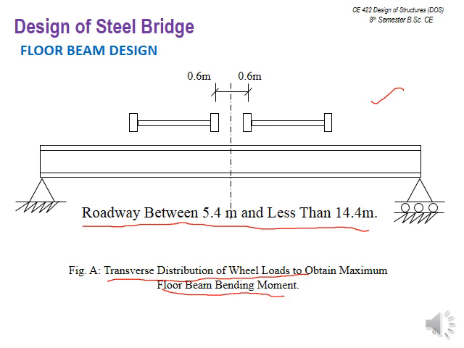This is one floor beam, and here you place your vehicular loads for the transverse distribution, and this shows the wheel. This is one axle. In the longitudinal direction, where the stringers are, you show this in the form of wheels. The number of wheels or axles will be more, but here only one axle is shown. This is the clearance distance from the center of the floor beam. This is for a roadway between 5.4 meters and less than 14.4 meters, where you decide about the roadway.